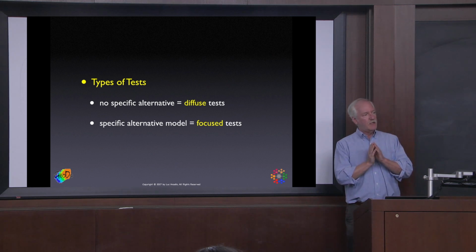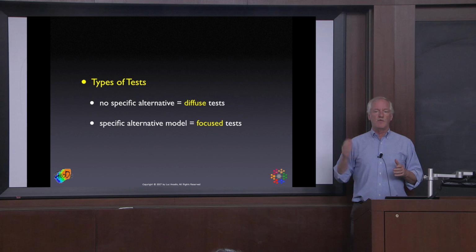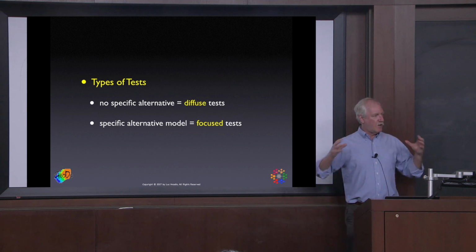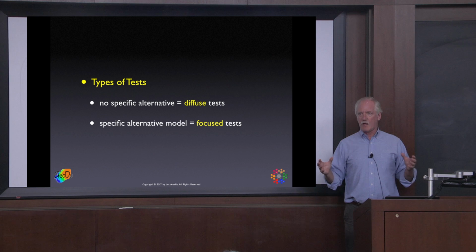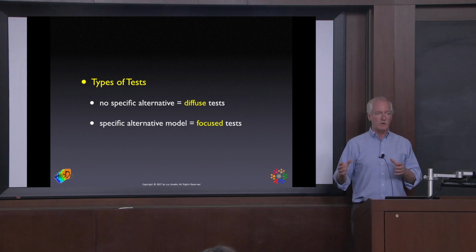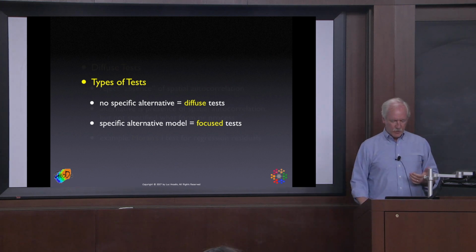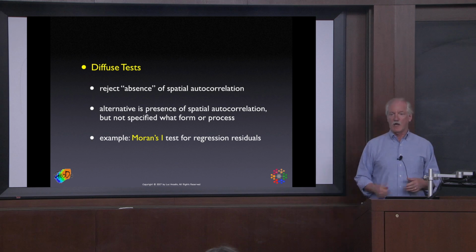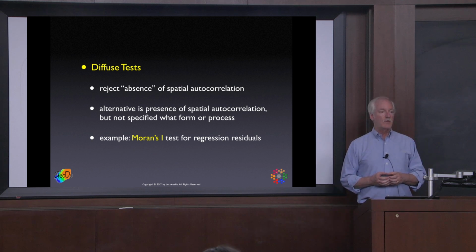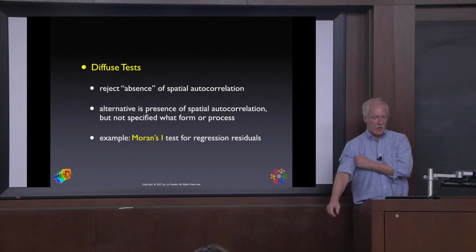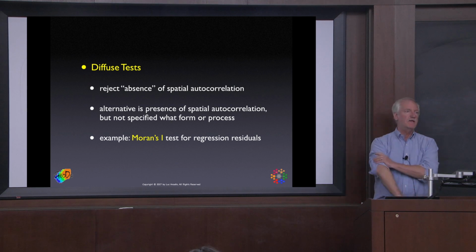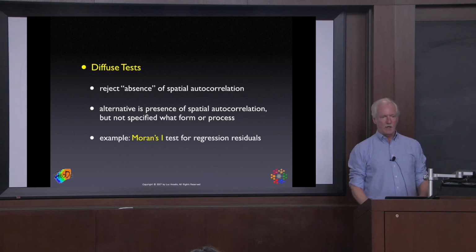So there are basically two classes of these tests. The focused ones are all based on a very highly parametric maximum likelihood framework. That's why I cover that first. The diffuse ones are not. The diffuse ones are basically different flavors of Moran's I. So with diffuse tests, you reject the null. The null is no spatial autocorrelation, but the alternative is something, not specified. And the main test that we will see to deal with that is Moran's I.